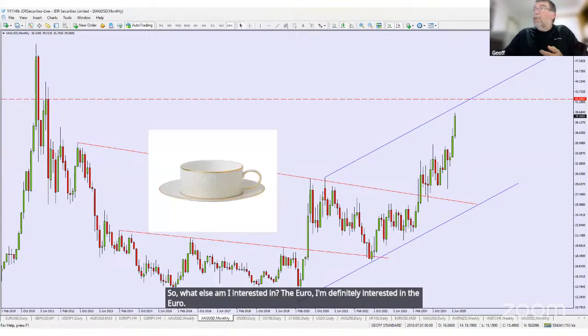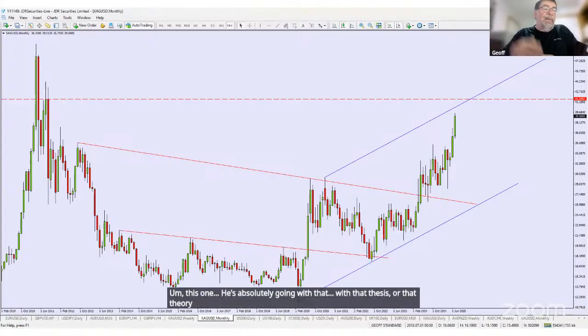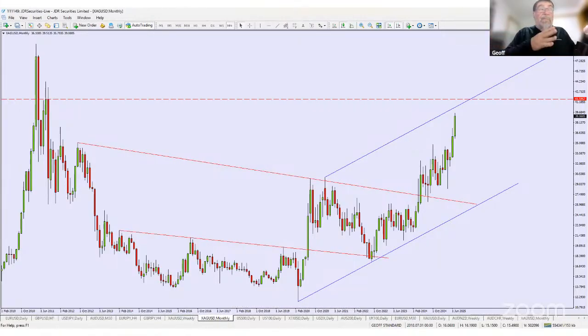This one is interesting. How about silver versus the US dollar? Again, along that Trump line, this one is absolutely going with that thesis or that theory that the market is reacting to whatever Trump did 8 years ago, basically. I'm seeing exactly the same pattern emerge.